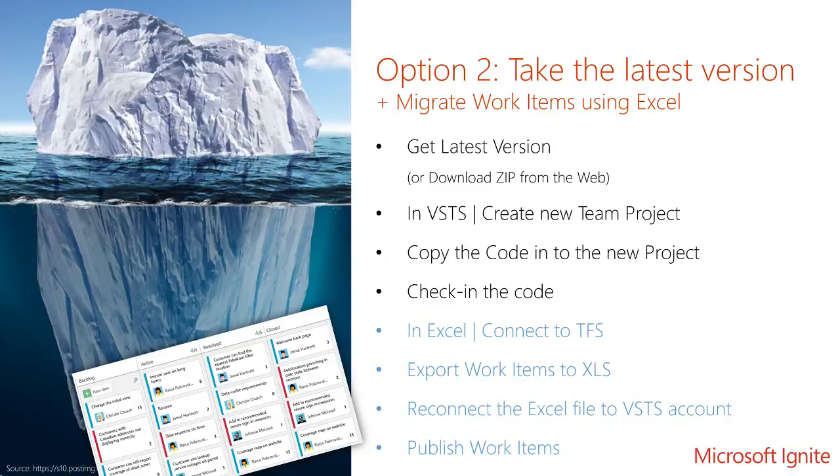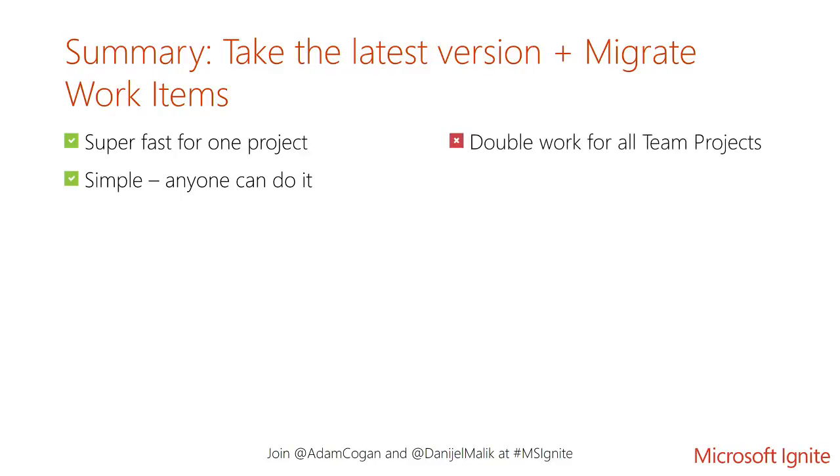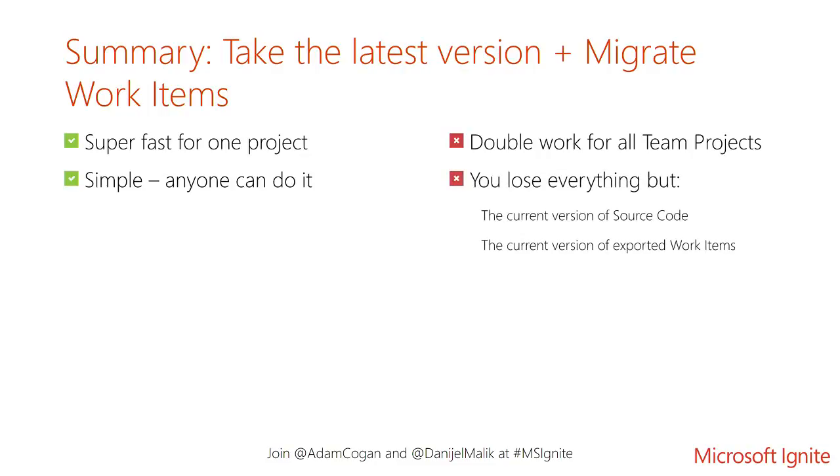So I'm not that comfortable with this. There's a number of reasons why, and I'll just tell you the good before I tell you the bad. It's super fast. This process we're still talking some hours. It's pretty simple. It's going to be double the work that we just talked about. It's the work items and it's the source code. You're going to lose everything but the current version of the source code and the current version of the work items. Even the work items are kind of crippled because we're talking about limitations of Excel, and massive descriptions are going to be chopped.